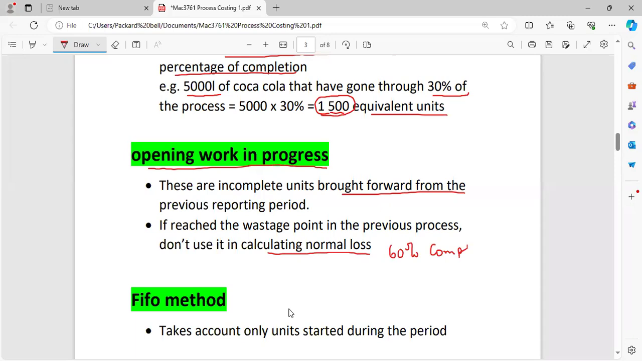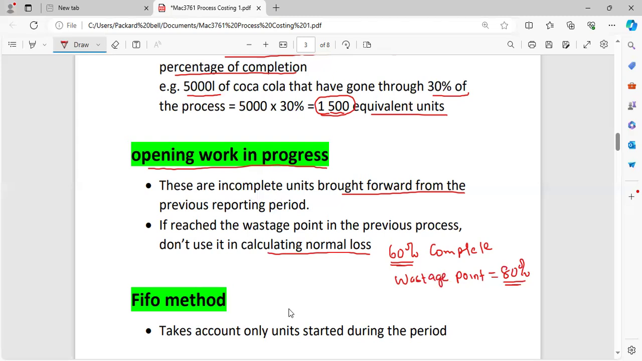complete, right? If it is 60% complete from last year and the wastage point or the inspection point, they say the wastage point is 80%, so if the wastage point is 80%, and you brought in this from last year, which was 60% complete. So what it means now is it was brought in before it reached the wastage point or the inspection point, because you can only identify a normal loss on a product that has reached the inspection point.